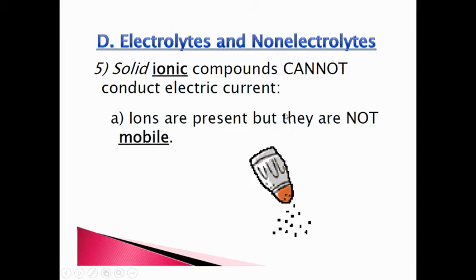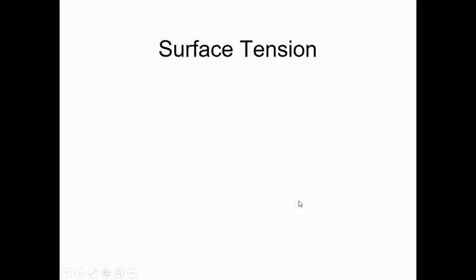So if you're an ionic compound and you are a solid, you don't conduct electric current until you stick them in water. Once you stick them in water, your ions then become mobile. When they're solids, they're not mobile. But when you stick them in water, they're mobile, and then you can conduct current.